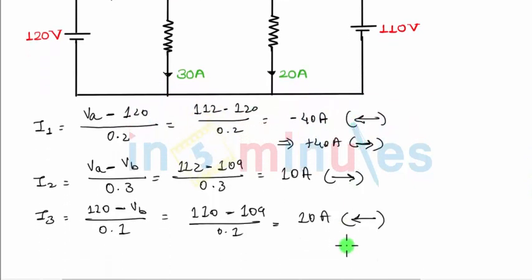So that's the complete solution using nodal analysis. This was a question where two resistor values were unknown, but instead of that, they had given us the branch current. So any form of information is sufficient in solving for the unknowns that we have in the circuit.